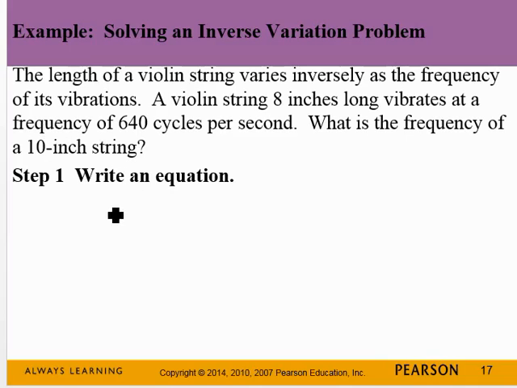The length of a violin string varies inversely as the frequency of its vibrations. So a violin string 8 inches long vibrates at a frequency of 640 cycles per second. What is the frequency of a 10-inch string?